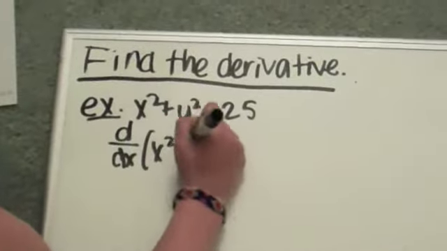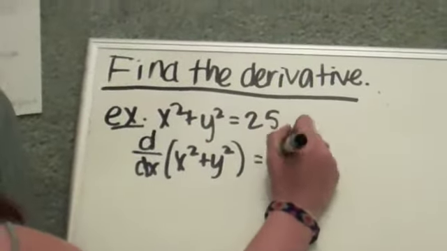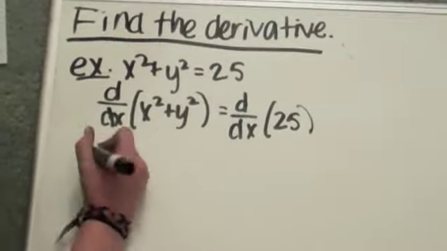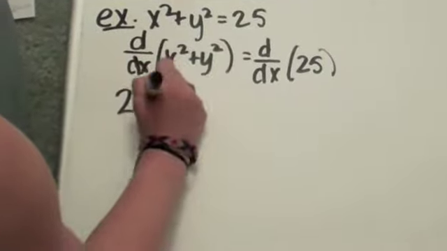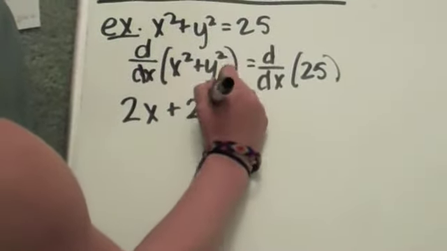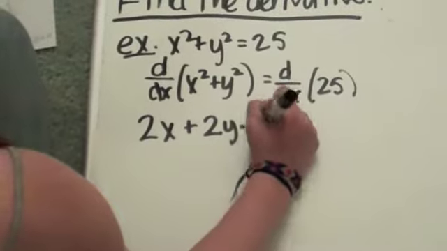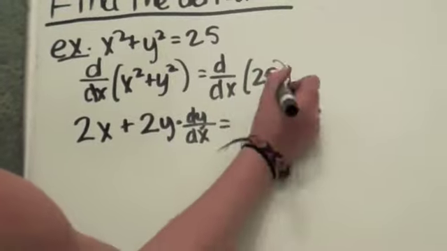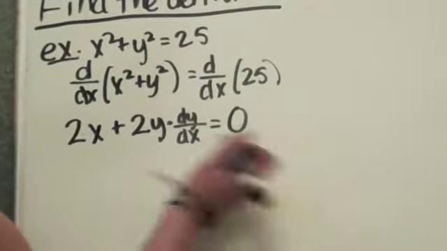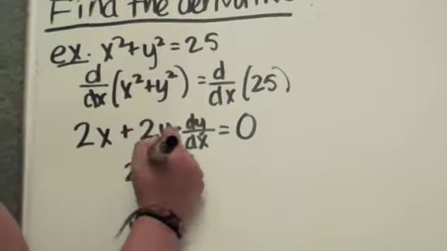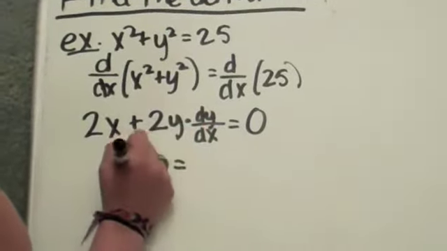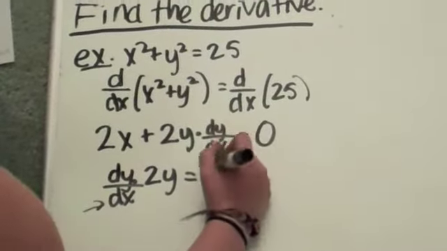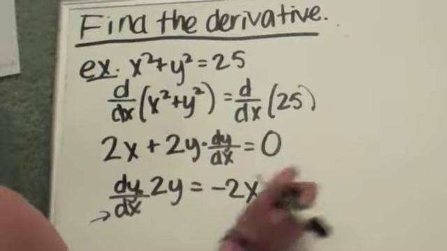First, we take the derivative of both sides, x squared plus y squared, and the derivative of 25. Alright, so now we have 2x plus, and because it's with respect to x, we have 2y times dy over dx. And that equals, well, it's a constant, so it's 0. Okay. Now we move the 2x over to the other side, so now it's 2y. Oh, and don't forget the differentiable, dy over dx, very important. And then that equals negative 2x.